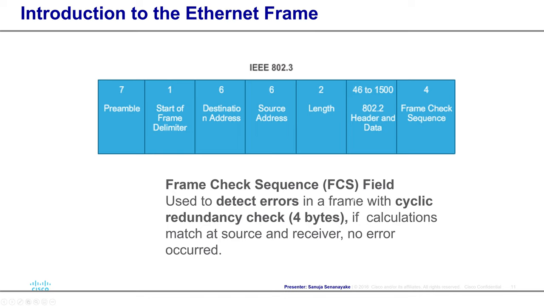The frame check sequence, or FCS, which is the last part of the frame, is used to detect errors in the frame with cyclic redundancy checks, which is about 4 bytes. That's why it says 4 right here. If calculations match at the source and receiver, no error occurs. So this is like a fingerprint. I always describe the frame check sequence, or FCS, like a fingerprint, just to make sure it matches on either end.